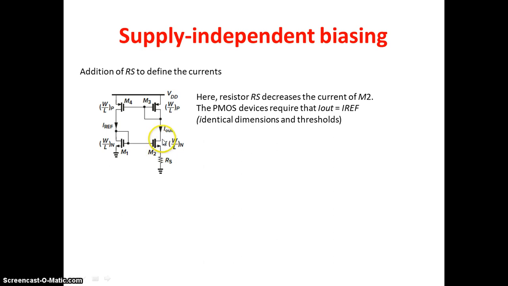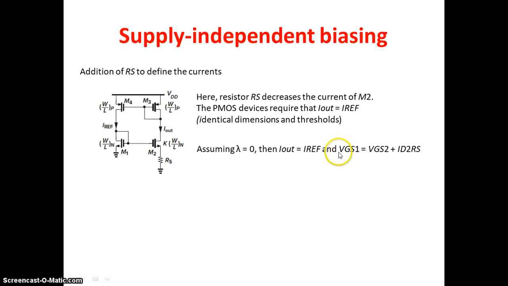Anyhow, our current is dependent on GM into VGS, and that VGS value is going to be reduced here. How can we write it? Assuming lambda equal to 0, then I out is simply equal to I reference, and VGS1 is equal to VGS2 plus ID2 into RS.